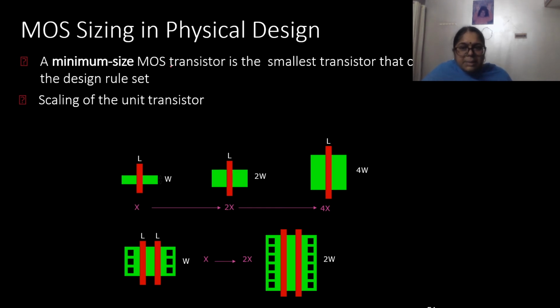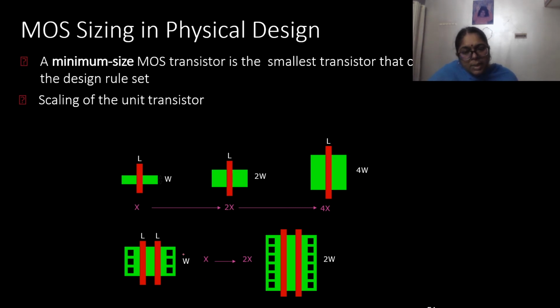MOS sizing. Minimum size MOS transistor is the smallest transistor that can be created using the design rule set, that is 2 lambda by 2 lambda. That means length and width of the transistor both will be equal to 2 lambda. But you can scale the transistor. When you scale the transistor, you can see here that width of the transistor has increased by 2 times, and here it is increased by 4 times.